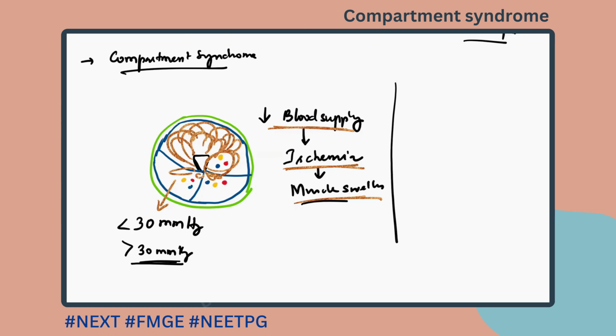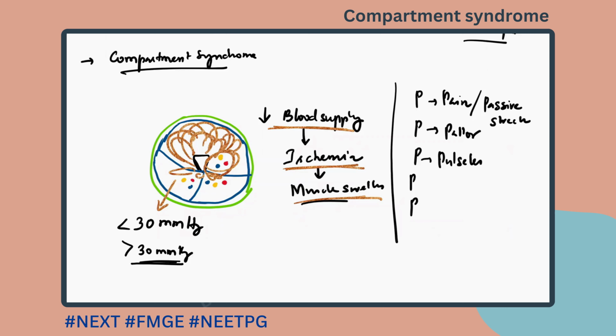Now, what are the signs of compartment syndrome? First is pain out of proportion. Then there will also be pain over passive stretch. There will be pallor, because of occlusion of blood vessels. There will be pulselessness. And there will be paresthesia. And there will be paralysis. These are the 5 P's you have to note in compartment syndrome.